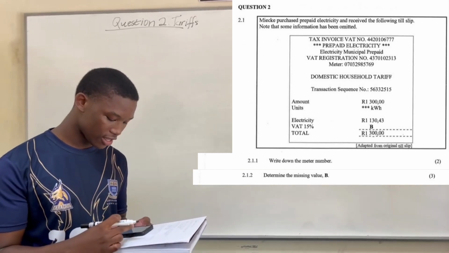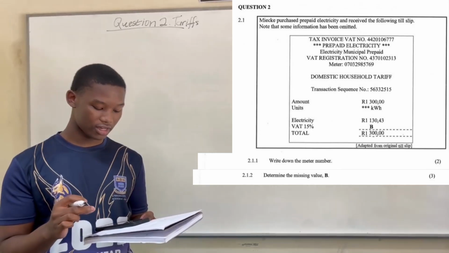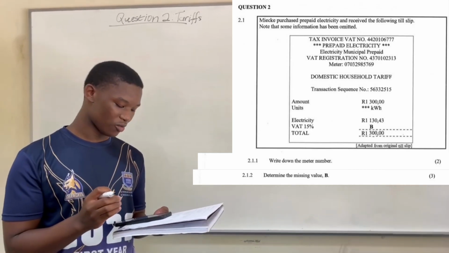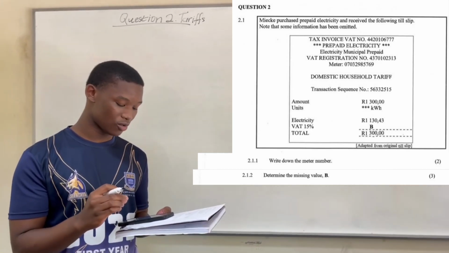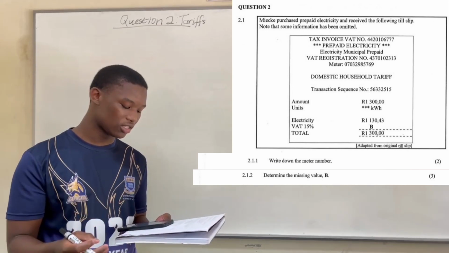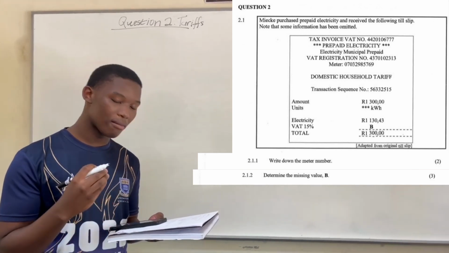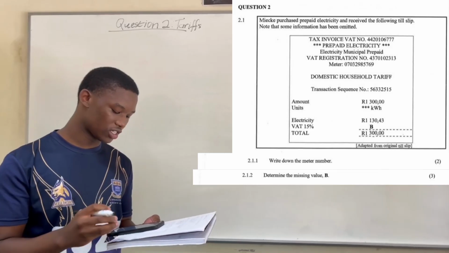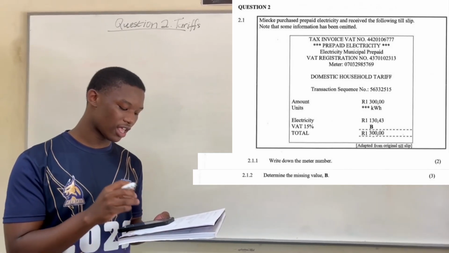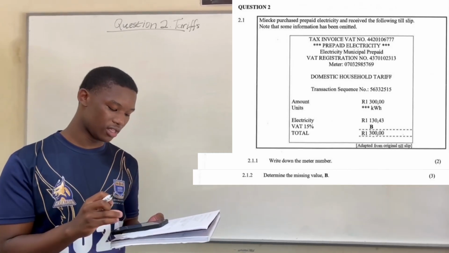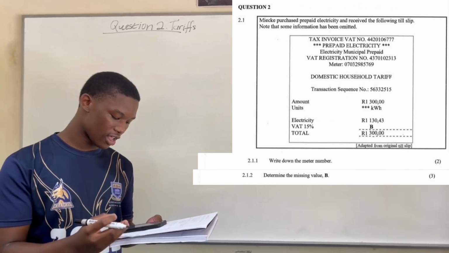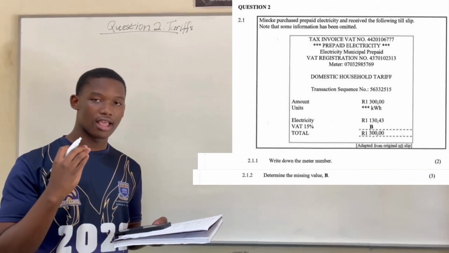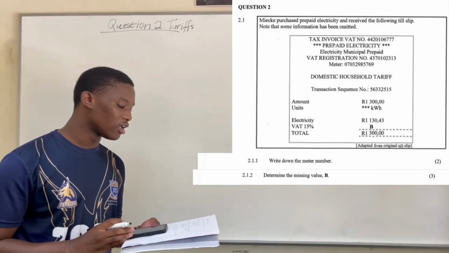Then we're given the till slip. It shows the amount that he paid, and the units that he purchased. He also told us the amount before VAT and the amount after VAT. The electricity amount is the amount before VAT, the value of P is VAT, and the total is the amount after VAT was included.